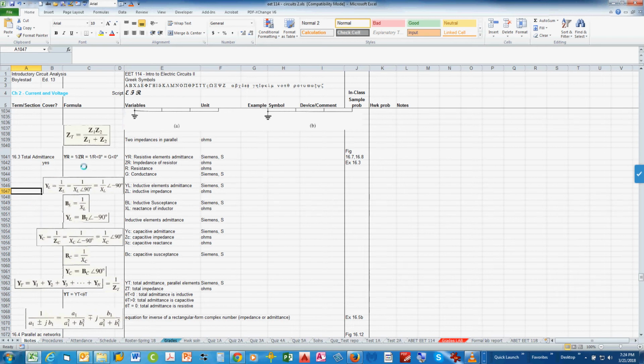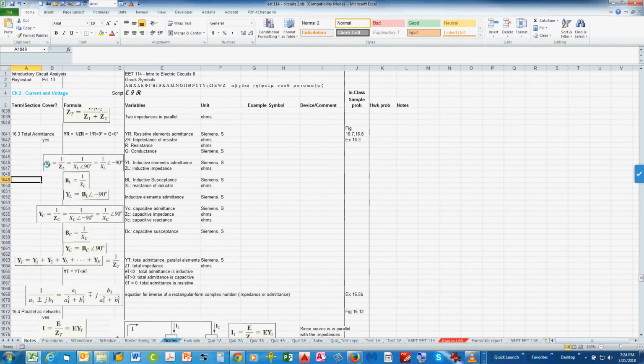So for a resistor, it would be 1 over R with phase angle 0, which is equal to G with a phase angle of 0. Y sub R is the resistive admittance in Siemens. Z sub R is the impedance in ohms. R is the resistance in ohms. G is the conductance in Siemens.